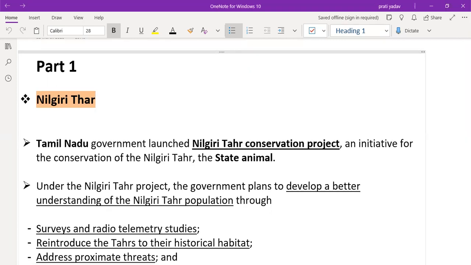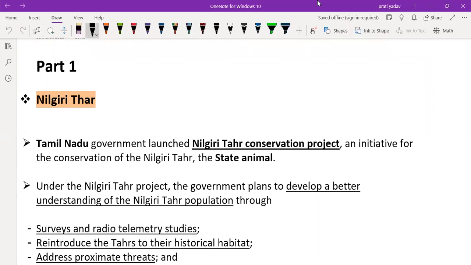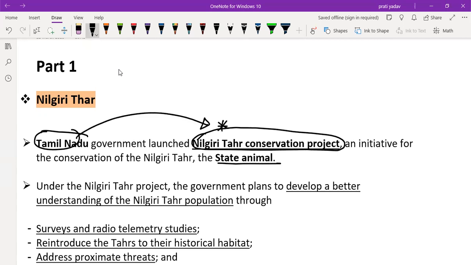Here you can clearly see Nilgiri Thar. We are going to talk about some facts related to Nilgiri Thar. Nilgiri Thar is the state animal of Tamil Nadu, and the Tamil Nadu government launched the Nilgiri Thar Conservation Project. Remember the name of the project? The Nilgiri Thar Conservation Project was launched by the Tamil Nadu government because Nilgiri Thar is the state animal of that state.